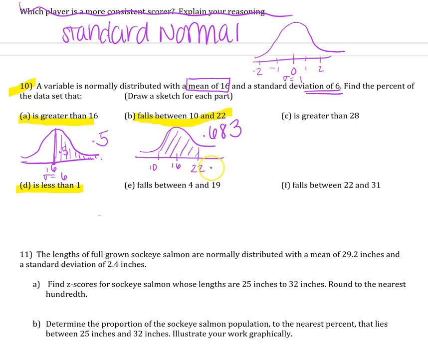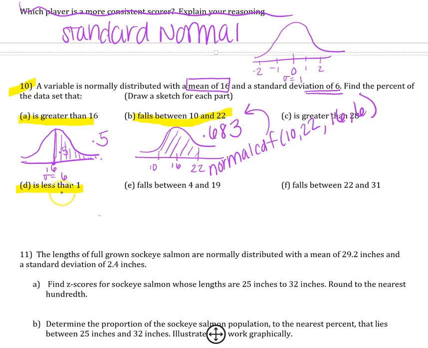So my work that I would write down on my paper for a test is normal CDF, 10, 22, 16, 6. And that's what corresponds to that answer. So what that means in this normal distribution is the probability of randomly selecting a data value and it falling between 10 and 22 is about 68%.